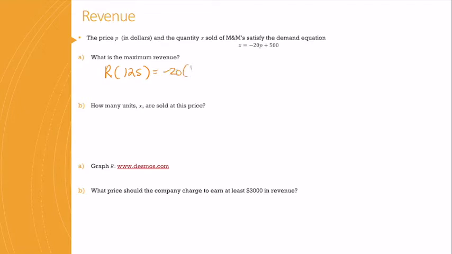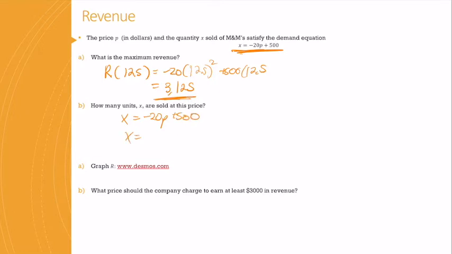So I'm going to go ahead and do that. And I find that my maximum revenue is $3,125. Now, if I want to know how many units are sold at this price, I would use my original equation for the number sold, which is X equals negative 20P plus 500.